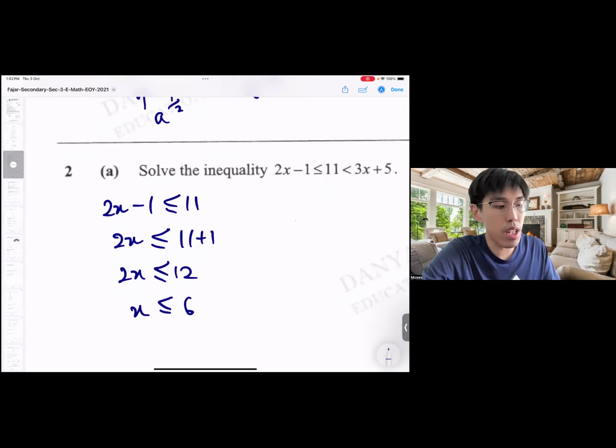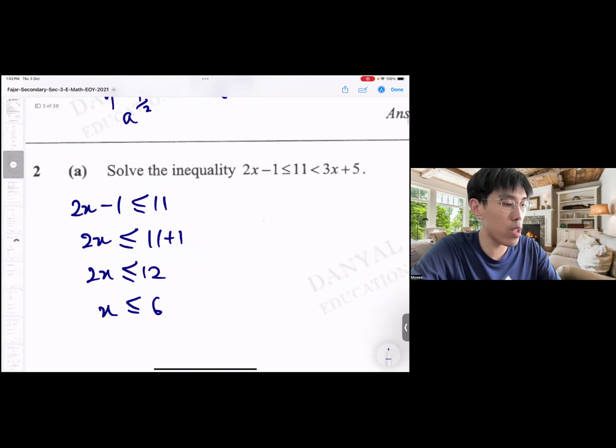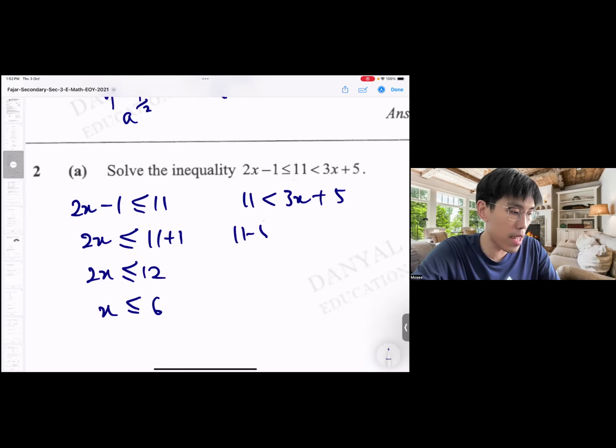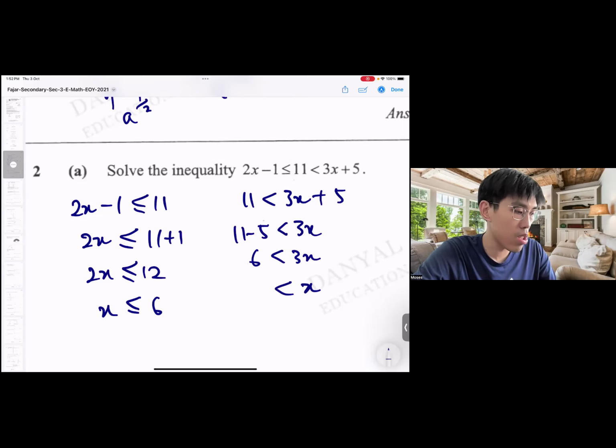Like I mentioned earlier on and in previous videos as well, you only change sign when you multiply or divide by a negative number. Other than that, everything else stays exactly the same. Then we do the other one. 11 is strictly less than 3x plus 5. Once again, we do 11 minus 5 to get 3x. 6 is less than 3x, so x is less than 2? Sorry, 2 is less than x.